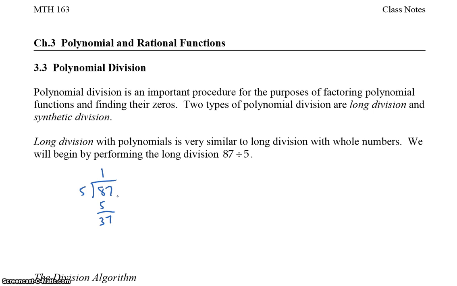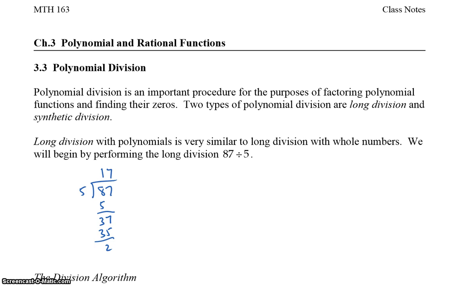We ask, how many times does 5 go into 37? 7 times. Then we multiply. 7 times 5 is 35. Then we subtract again. 37 minus 35 is 2. So notice there's a process of multiplication and subtraction when we do long division with whole numbers.